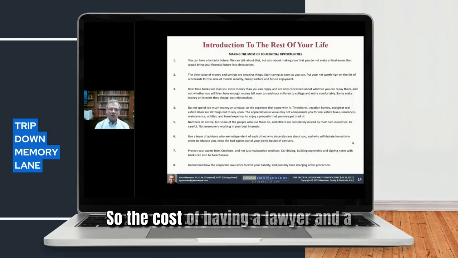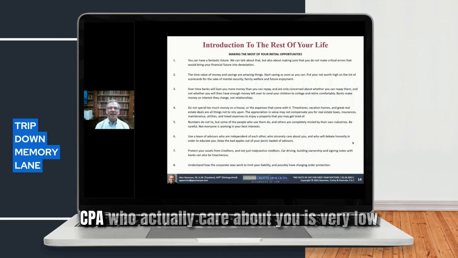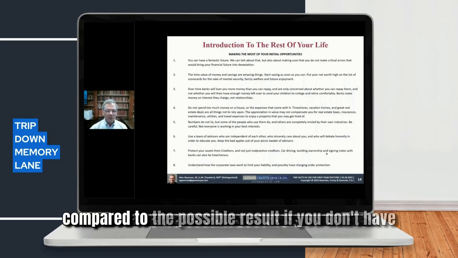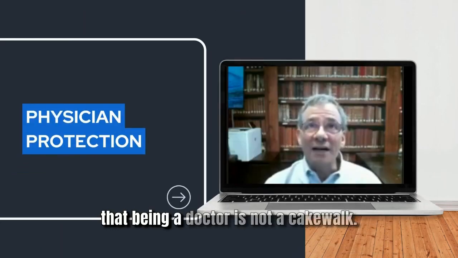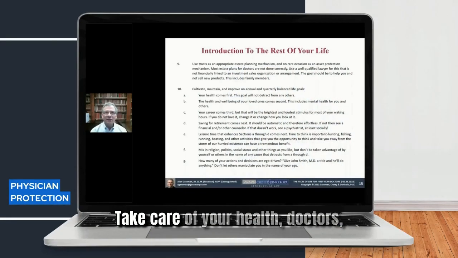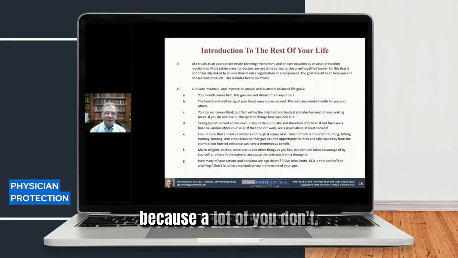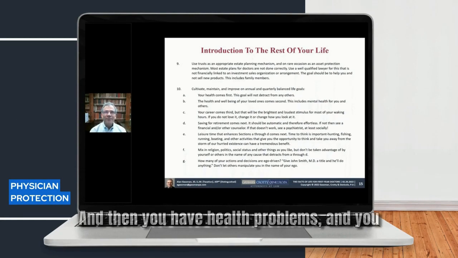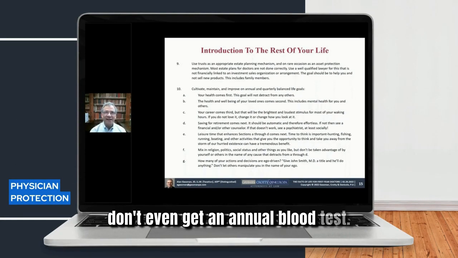So the cost of having a lawyer and a CPA who actually care about you is very low compared to the possible result if you don't have that. Being a doctor is not a cakewalk. It has some difficulties. Take care of your health, doctors, because a lot of you don't. And then you have health problems and you don't even get an annual blood test.